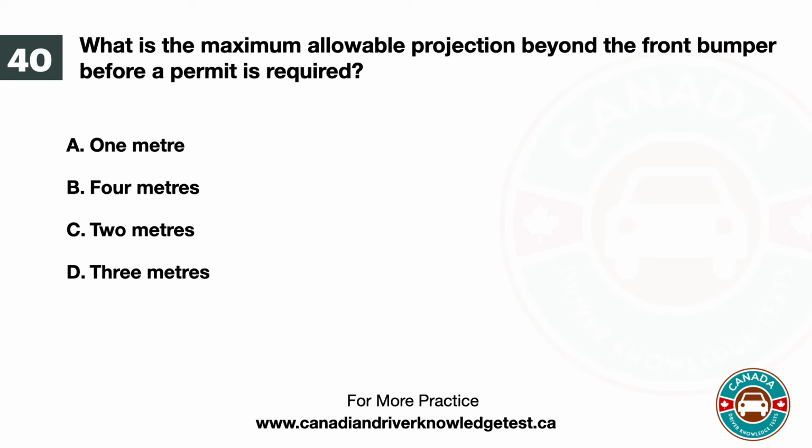Question 40. What is the maximum allowable projection beyond the front bumper before a permit is required? A. 1 meter. B. 4 meters. C. 2 meters. D. 3 meters. The answer is A. 1 meter.